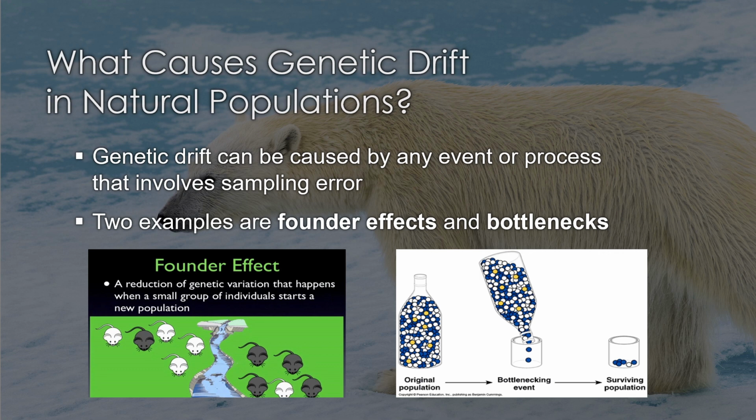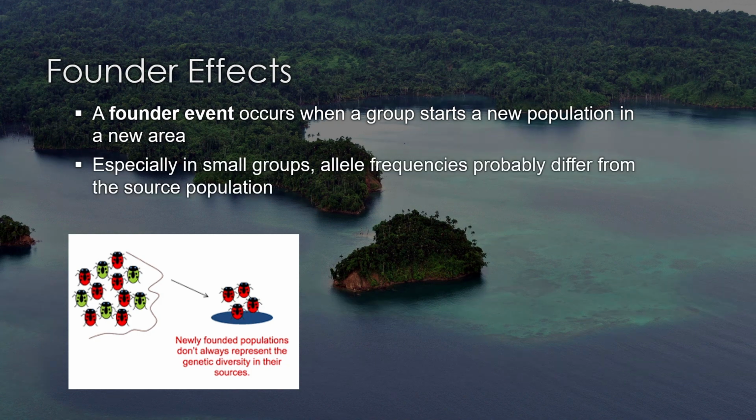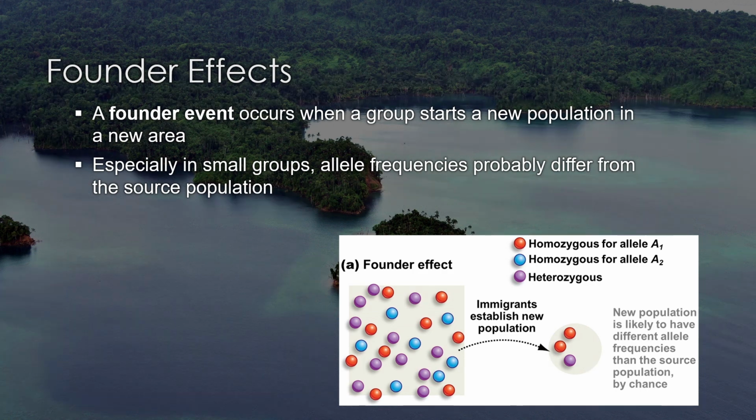Let's consider two special cases of genetic drift called founder effects and bottlenecks. When a group of individuals immigrates to a new geographic area and establishes a new population, a founder event is said to occur. If the new population is small enough, then allele frequencies in the new population are almost guaranteed to be different from those in the source population due to sampling error. A change in allele frequencies that occurs when a new population is established is called a founder effect.